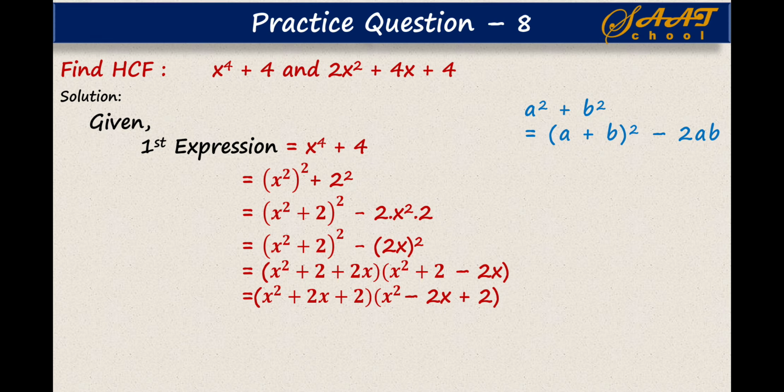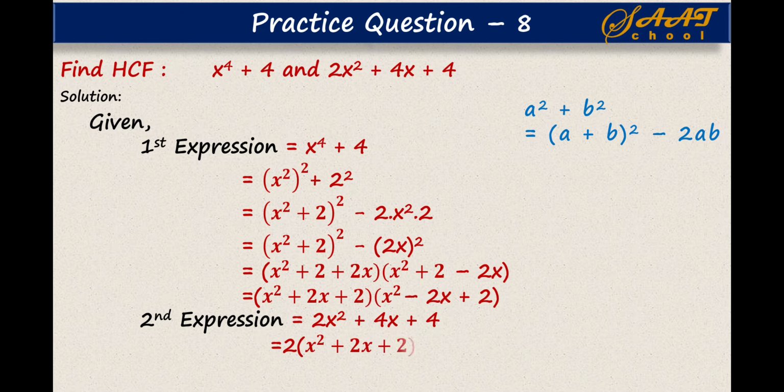We have the second expression, which is 2x^2 + 4x + 4. Now if you look at each term, you can take 2 common from each of them. If 2 is common, then x^2 + 2x + 2. So we have x^2 + 2x + 2 as common between the first and second expression, and that is the highest common factor between those two expressions.